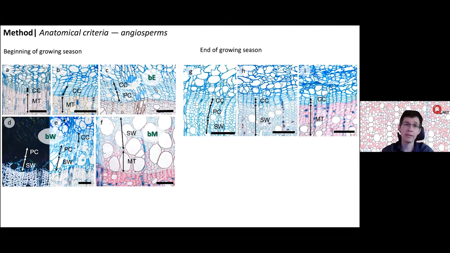And at the end of the growing season, we can also identify, for example, cessation of cell expansion and then cessation of xylem differentiation. This means that all cells at the end of the growing season are fully lignified and are able to perform their main functions. So back to you, Cyrille.